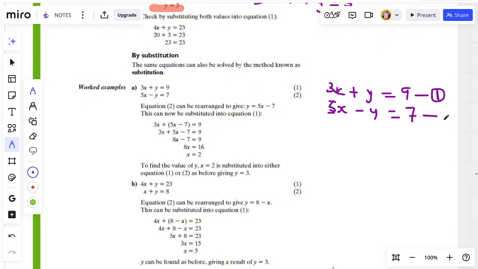Substitution, we're going to use one of the equations to create equation 3. And then we substitute equation 3 to the other equation. Call this equation 2. Okay? Now we're going to use one of them to make equation 3. And then we substitute. Now let's use equation 1 to make equation 3. So if I want to make equation 3, I will make y the subject.